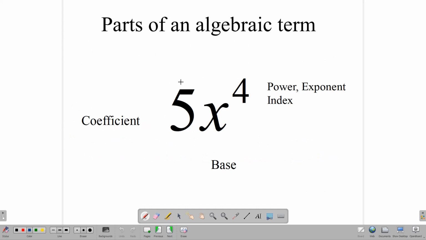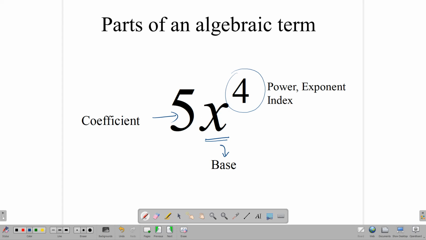Now, look at this algebraic term right here. We have three parts. We have here a coefficient. So this is your coefficient, the 5. It multiplies the x to the 4. The x to the 4 in this instance, we're going to call it our base. And here we're going to call this our power. Sometimes we call it an exponent. Sometimes we call it an index. So this term is made up of the coefficient, the base, and the power here.